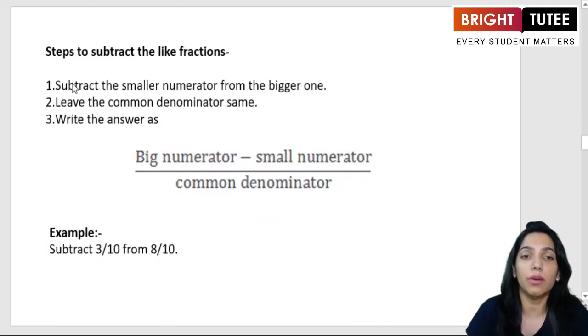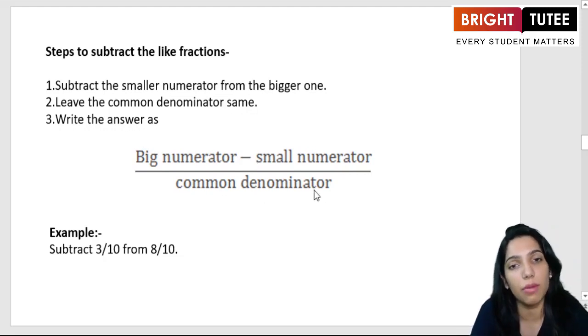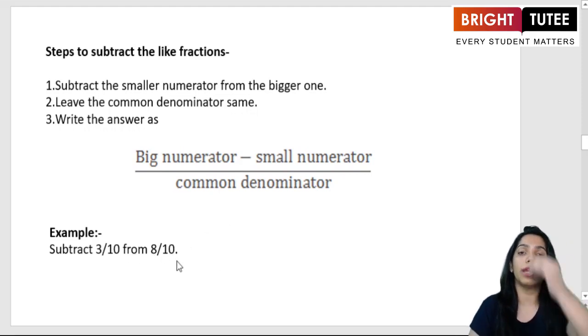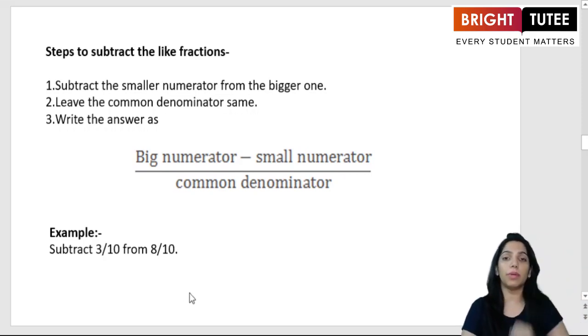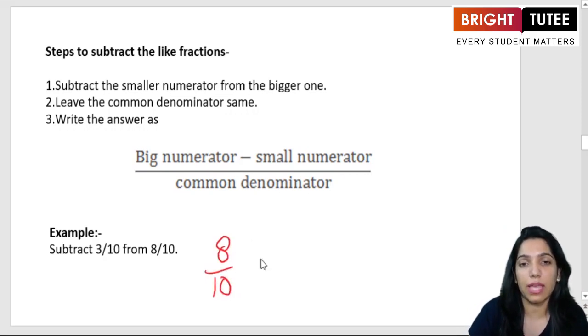Let's see the steps now. It says subtraction. Subtract the smaller numerator from the bigger numerator. Leave the common denominator the same and then write the answer as big numerator minus small numerator divided by the common denominator. Let's see one example. The example is 3 over 10 from 8 over 10. Now this is very important that which number you will keep at first. It says 3 over 10 from 8 over 10. So 8 over 10 will come at first and from this I'm going to subtract 3 over 10.